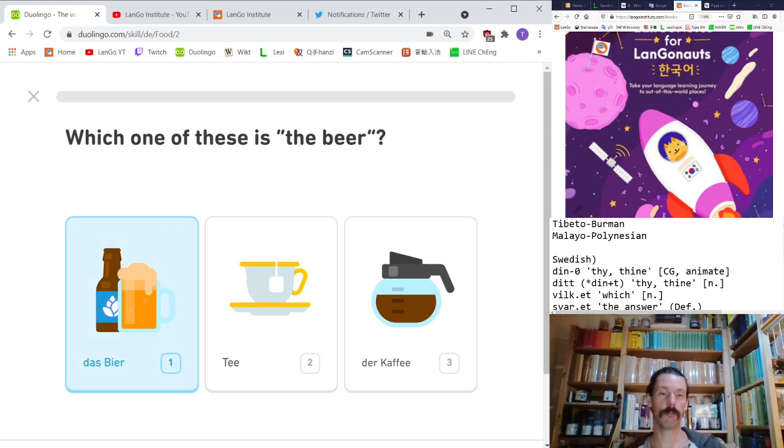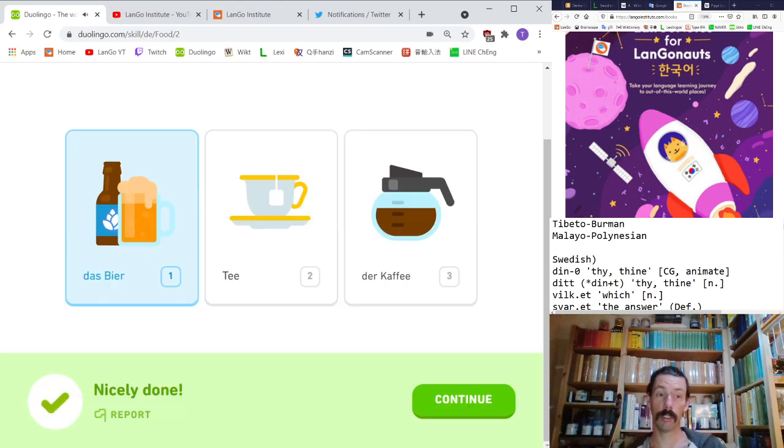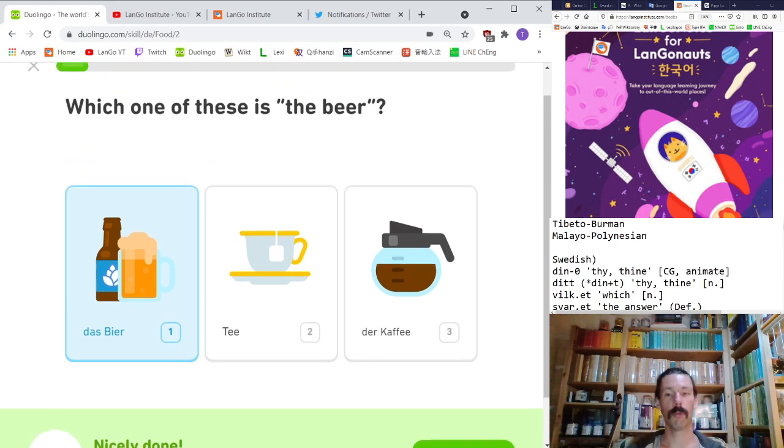Das Bier. So this article das, in terms of its form, it makes an exact equation with English that. The D matches the voiced fricative we have. The A matches our A, and the S matches our T. Going back to a Germanic, I like to use 8 to represent a theta, because it looks like a theta. Theta would have been the Germanic form.